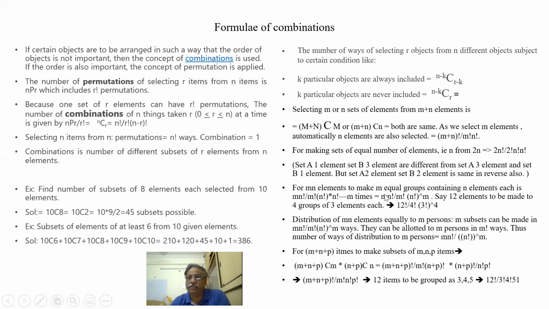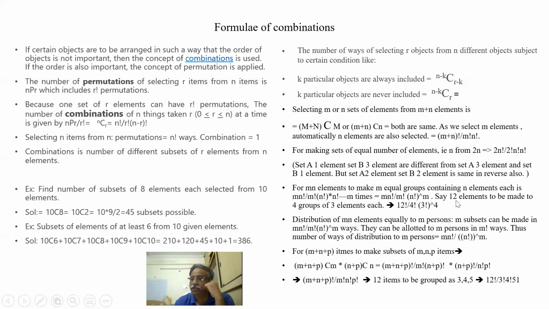So what is the final number of ways? Mn factorial divided by n factorial to the power of m and m factorial. This is reducing the number of combinations because they are the same. A set 2 elements, B set 2 elements, and B, A is all the same. So the 2 factorial is reduced. Here also, m factorial is reduced.